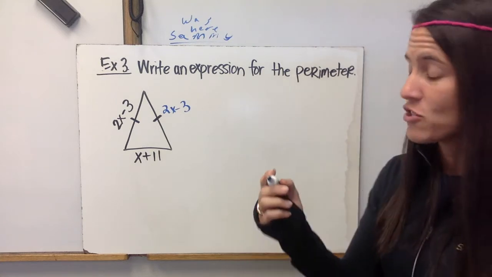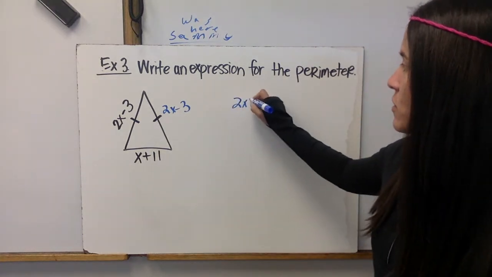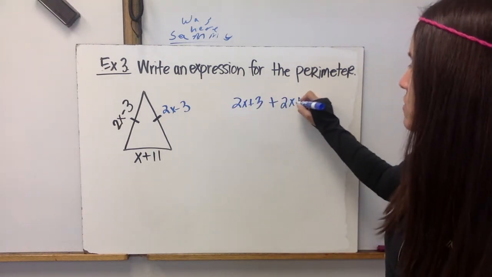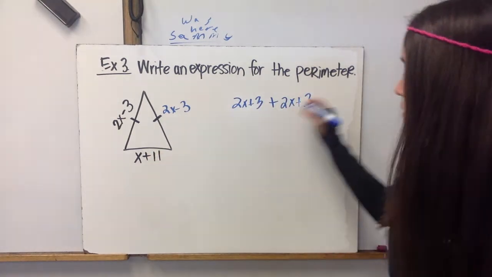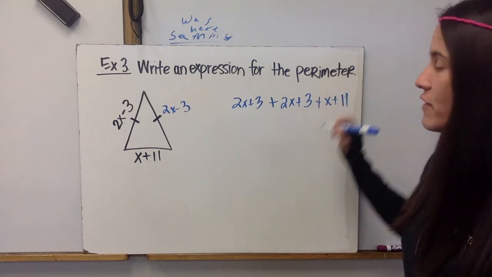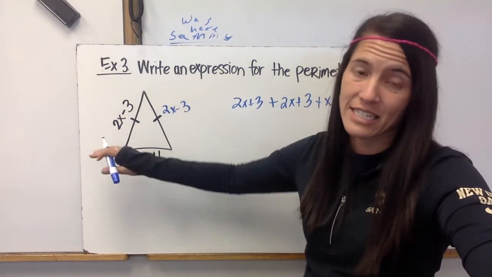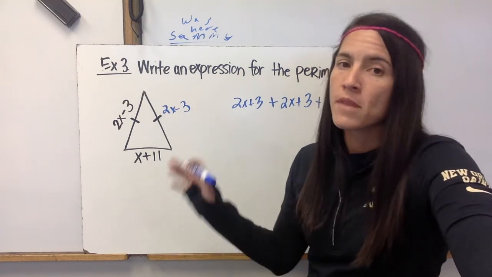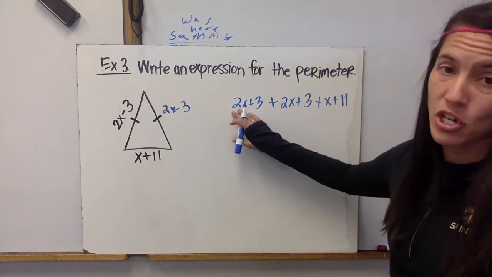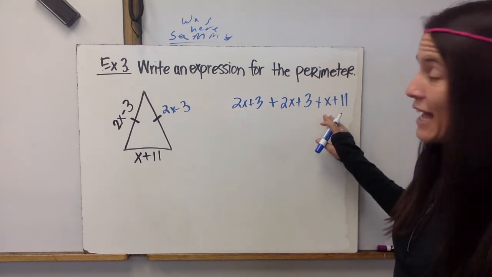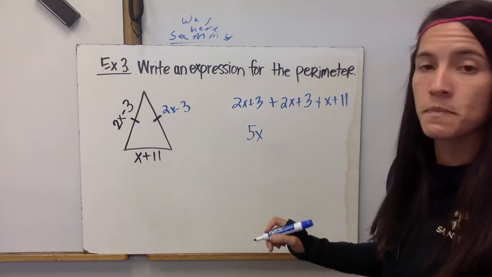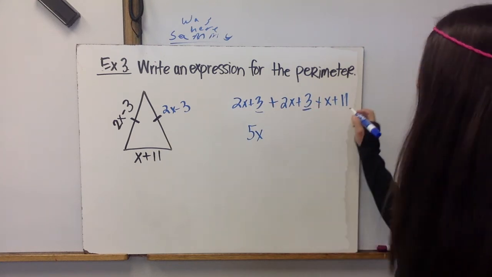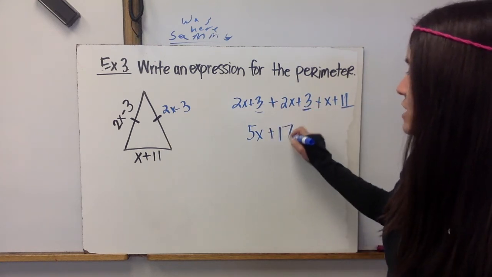So I'm going to start with an expression. I'm going to add 2x plus 3 plus 2x plus 3 plus x plus 11. I've just added my 3 sides, which are actually variable expressions instead of number measurements. But I'm going to add all those up, and I'm going to combine like terms. 2x, 2x, and x is 5x. And then 3 and 3 is 6, and 11 is 17.